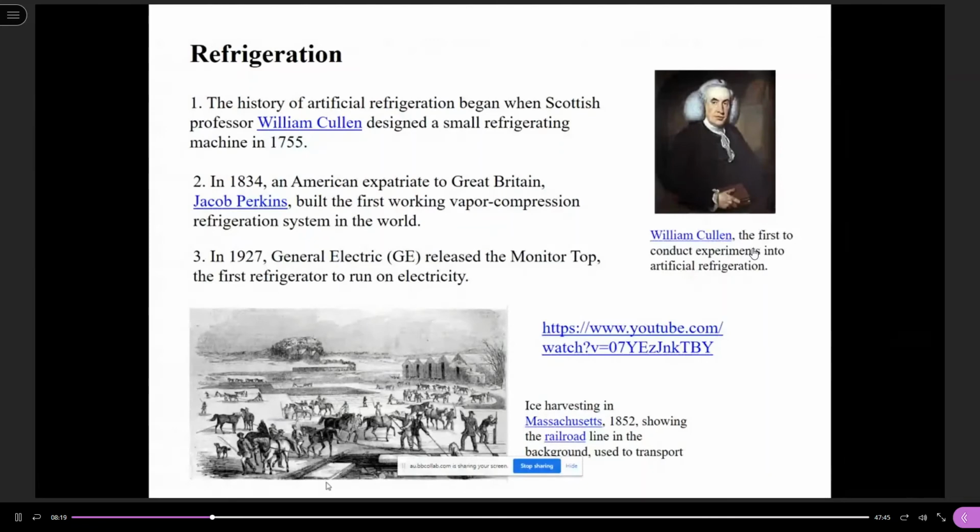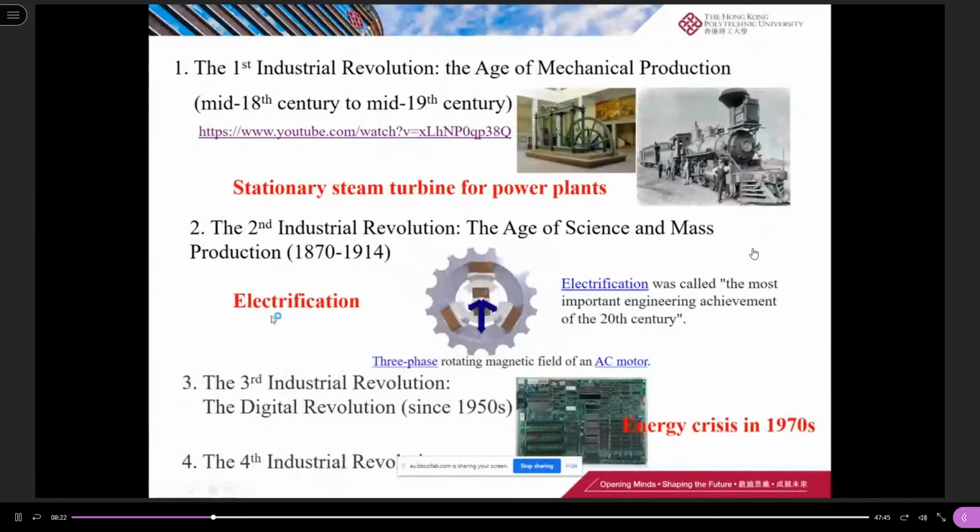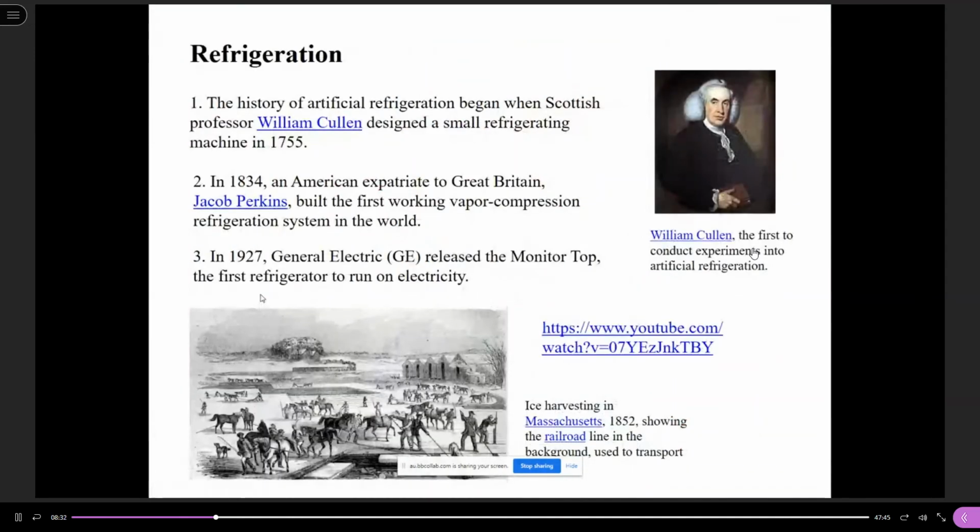And then after electrification, we think about inventing the reverse heat engine for refrigeration. Refrigeration has a long history, and the history of artificial refrigeration began when Scottish professor William Cullen designed a small refrigerating machine in 1755. And then an American built the first working vapor compression refrigeration system in the world.